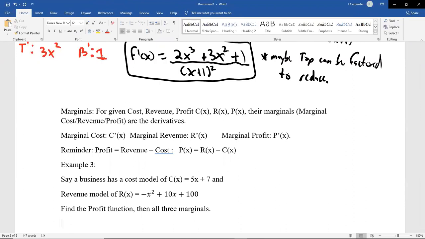So maybe we're selling CDs, maybe we're selling hay, maybe we're selling owl figurines, maybe we're selling glasses. I don't know. All I know is we got a cost function, we got a revenue function. We want to find the profit function, then we want to find the marginals. And we're not going to do any crazy extensive information with them. We're not going to get into optimization. We'll save that for a later chapter, but we can at least start this idea.